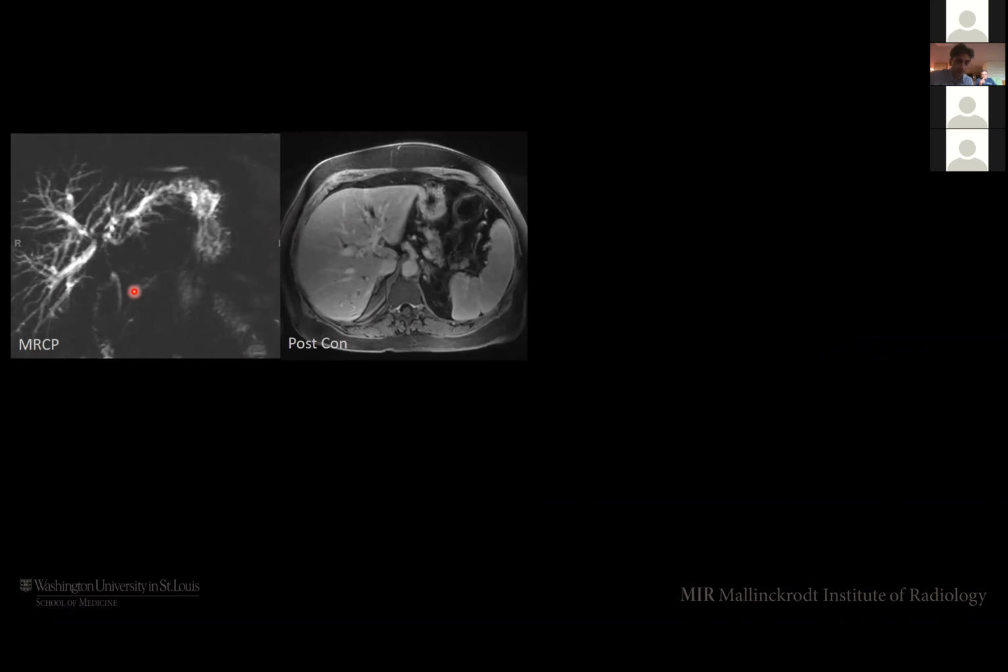Another example. Here you see MRCP images, biliary ductal dilatation. You come down, there is narrowing of the right and the left hepatic ducts and the common hepatic duct. If you go on to the post-contrast images, you see some peripheral enhancement along the course of the bile ducts. So you're seeing some enhancement go there and come down on that. This is a cholangiocarcinoma.